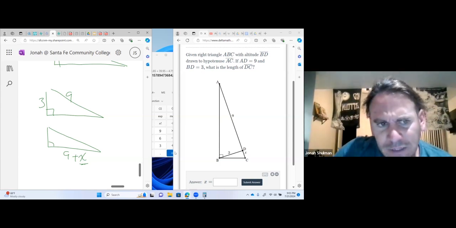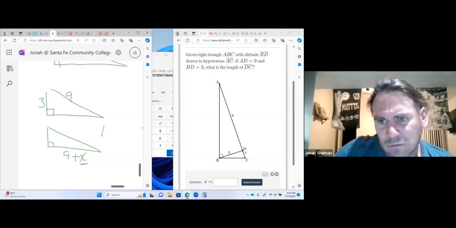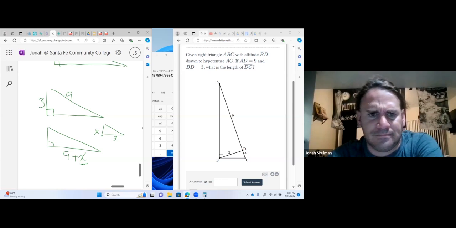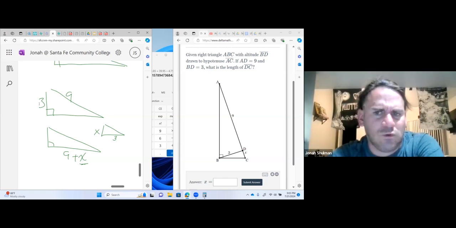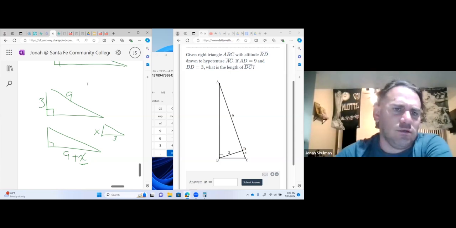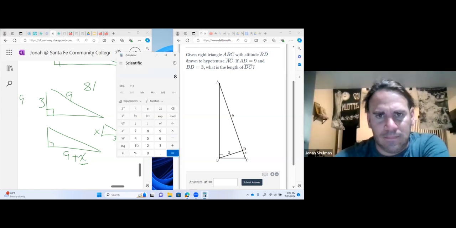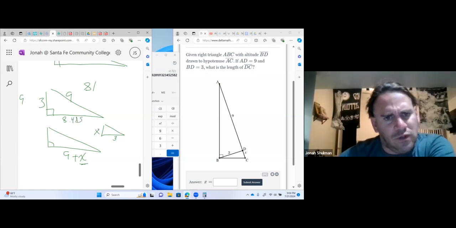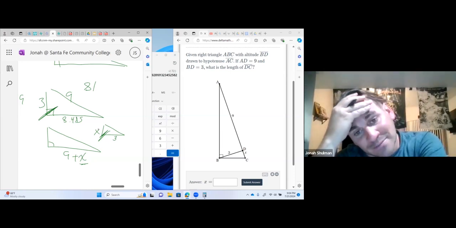Oh, because there's also another mini right triangle right here. The tiny one. That's going to be 3X. We can get this one because it's a right triangle. So this is 81. That's 9. 81 minus 9 is 72. We need the square root of 72, which is 8.485. So 3 over this one is X over 3. That doesn't make any sense.